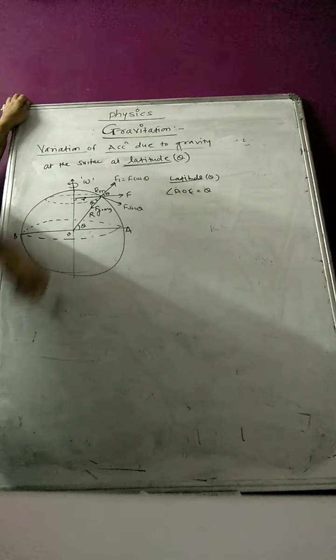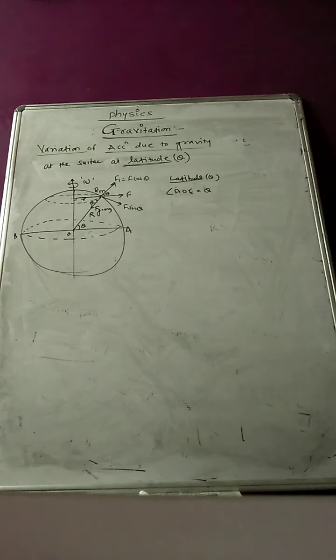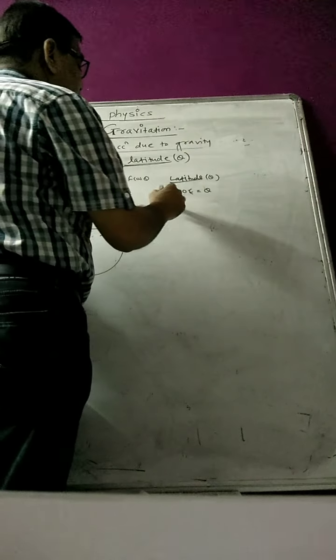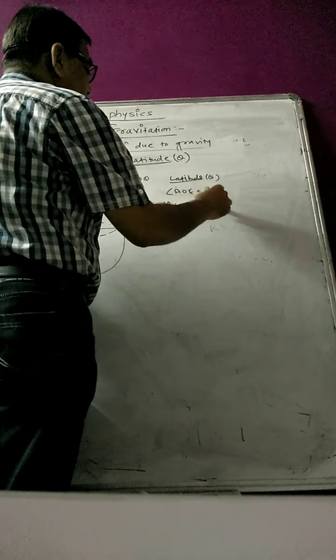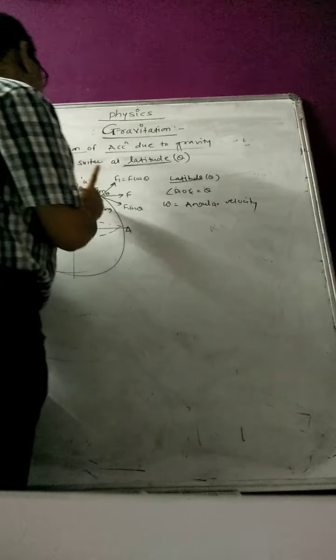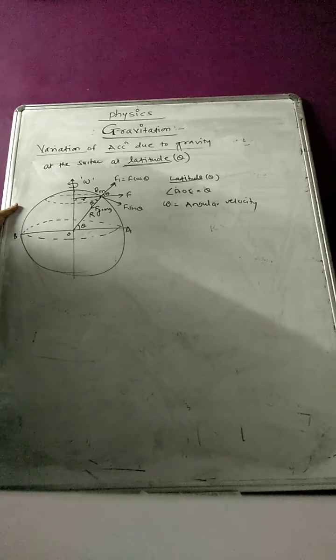Now AOE is equal to theta, this is the latitude, and the Earth is supposed to rotate with a constant angular velocity omega. So omega is its angular velocity, and with that velocity the Earth rotates about its own axis, so that angular velocity remains constant.